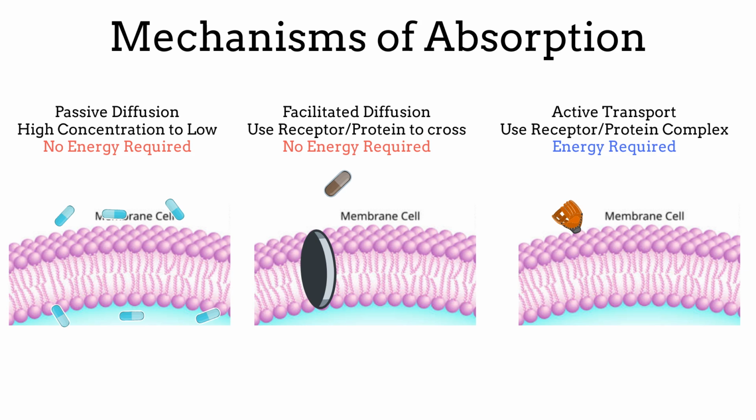Next, we have facilitated diffusion. This is when a drug binds to a receptor or uses a protein embedded within the membrane to cross the membrane. In facilitated diffusion, there's also no energy required. With active transport, the drug uses a membrane-bound protein. It binds to the protein, and then the protein and drug complex translocate across the membrane where the drug is then released. This does require energy to complete the task.